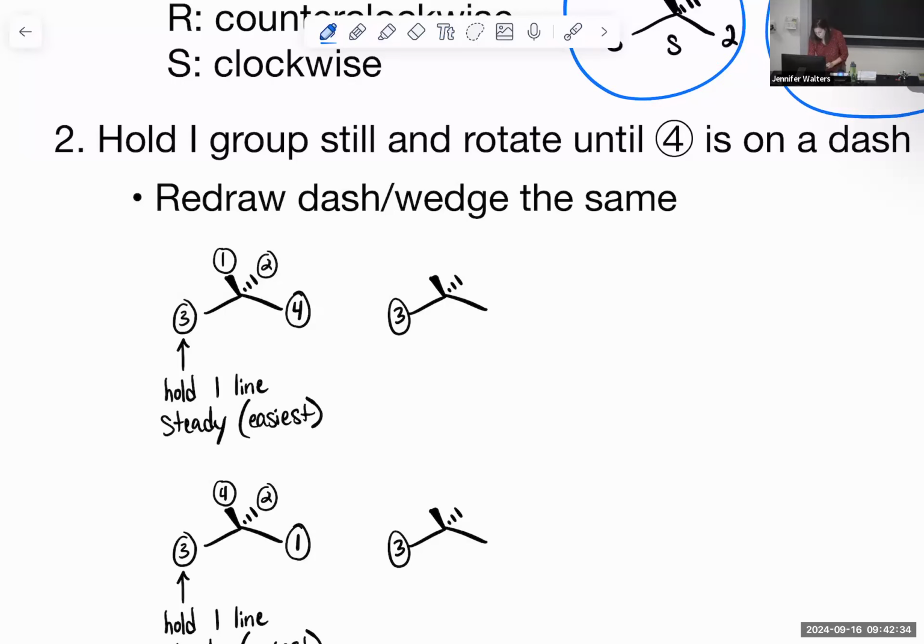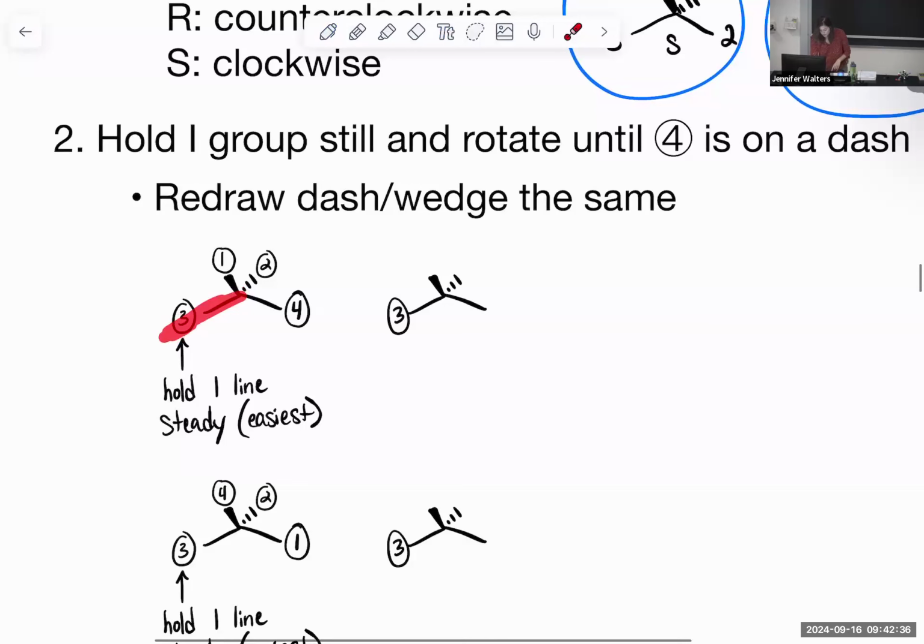So if I hold this line steady, I chose this line because my lowest priority was the other line, so I knew I wanted to rotate that other one. So I'm going to hold that line steady, and now I want to get my lowest priority onto the dash. So I'm going to push, the line goes to the dash.